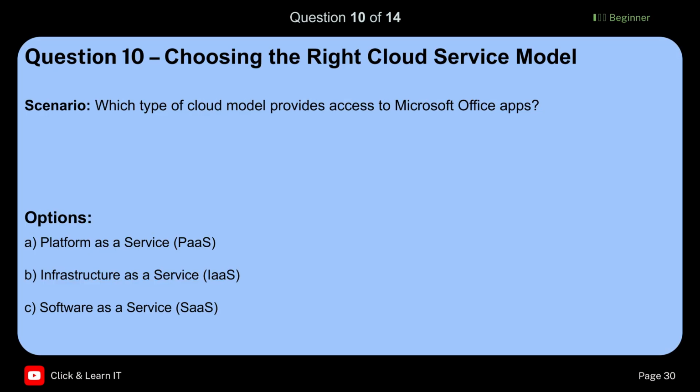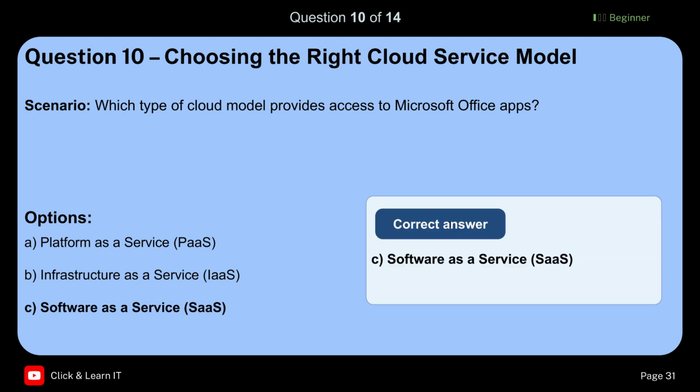Question 10. Which type of cloud model provides access to Microsoft Office apps? Options are platform as a service, infrastructure as a service, or software as a service. The correct answer is C, software as a service, SaaS.